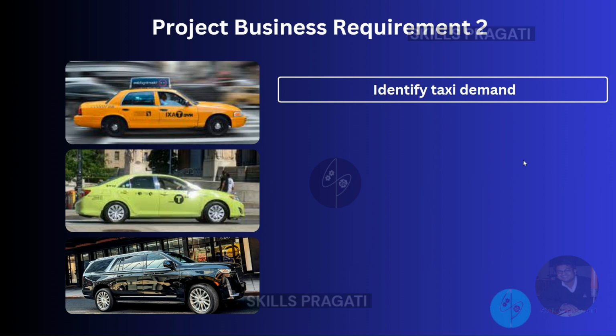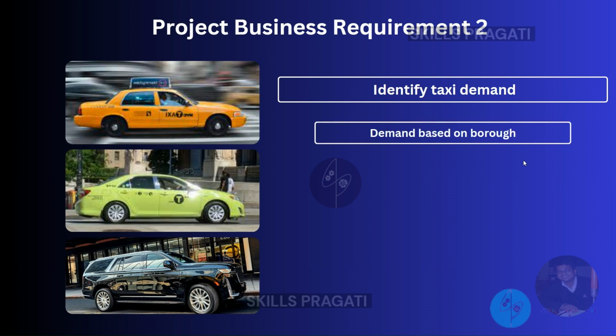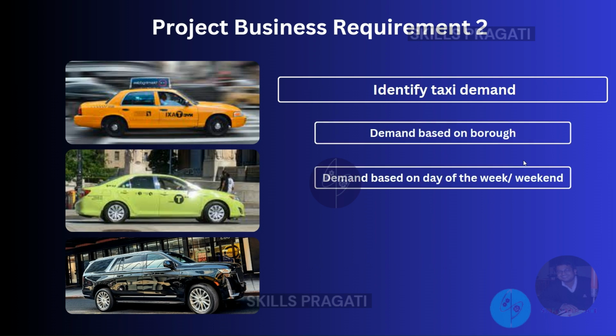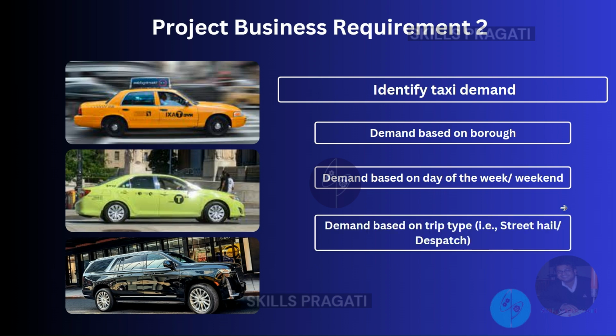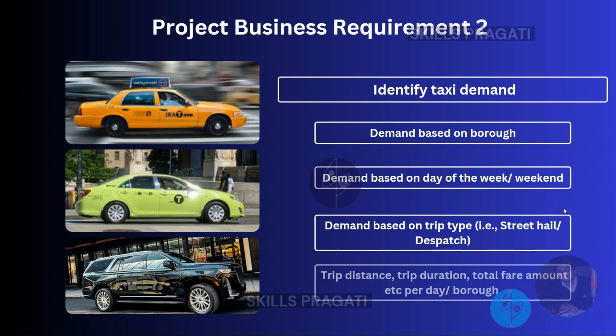Firstly, they want to know the demand based on the borough. They also want to know the demand based on the day of the week or whether it's a weekend. The company also wants to know whether customers are using the dispatch service or getting the taxi street hail. Apart from these requirements, the company also wants to know the total distance covered, the trip duration total, fare amount taken. And they all should be broken down by date and borough.